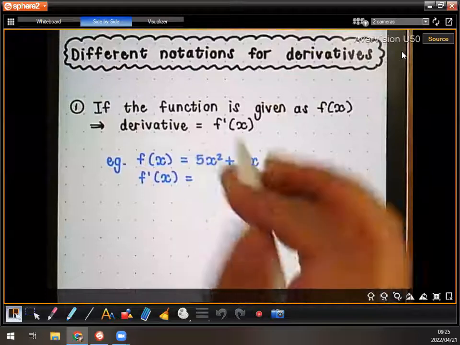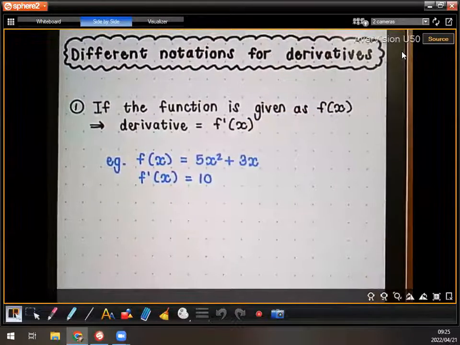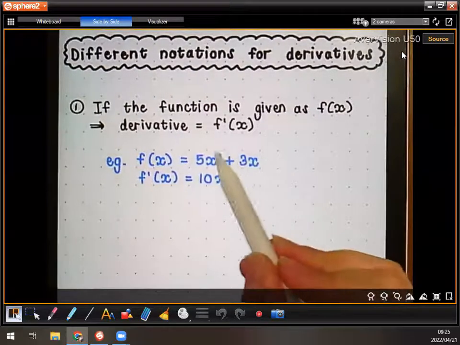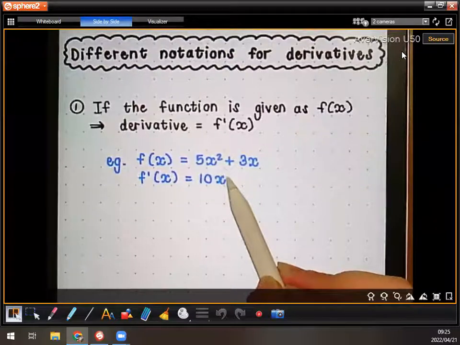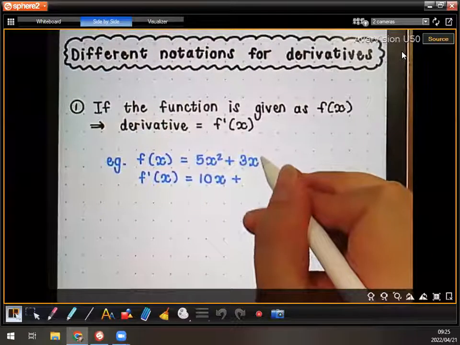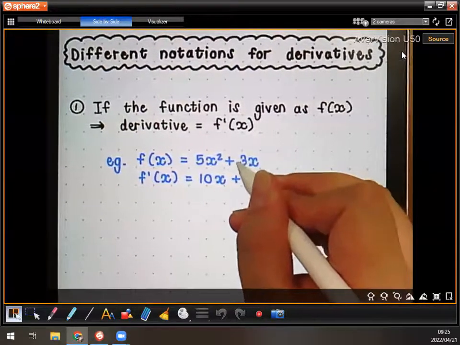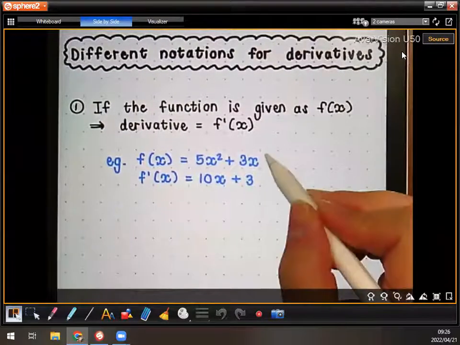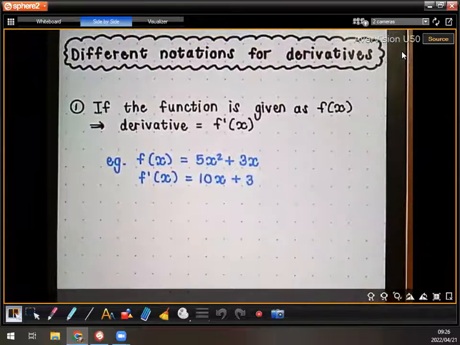2 times 5 is 10. We take the exponent to the front, multiply it by whatever number is already there. And then you're going to have the same variable and you're going to minus 1 from the exponent. So if the exponent is 2, the exponent of the derivative is going to be 1. Plus, the next one, 3, the exponent that we have of x here is 1. So we can say 1 times 3, which is just 3. But then we're going to minus 1 from the exponent of x. So if the exponent of x is 1, then the exponent of the derivative is going to be 0. It's just the coefficient, yes.